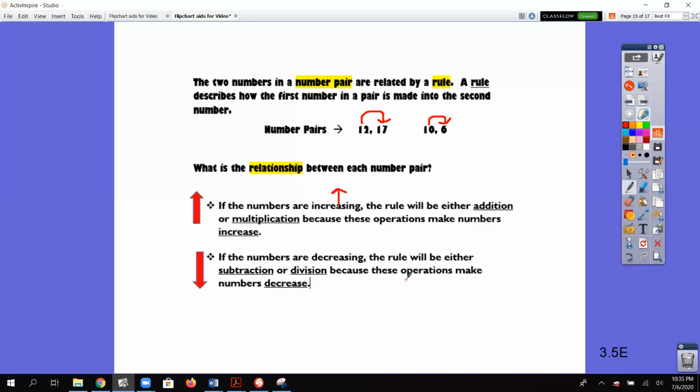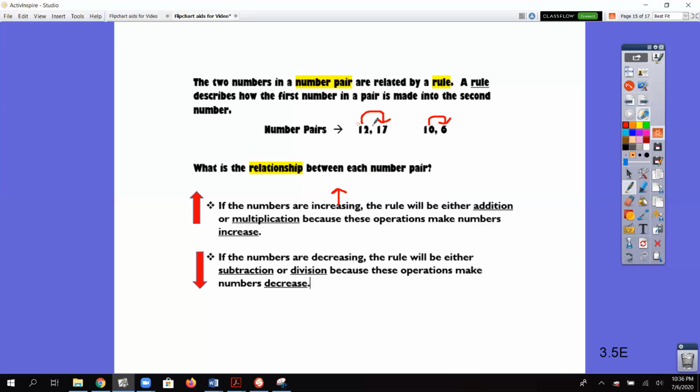If the numbers are decreasing, the rule will be either subtraction or division. Why? Because those two operations make your numbers go down. They make your numbers decrease. When you subtract, you're separating objects. If you're dividing, you're separating groups of objects. So those are the rules for the number pairs.